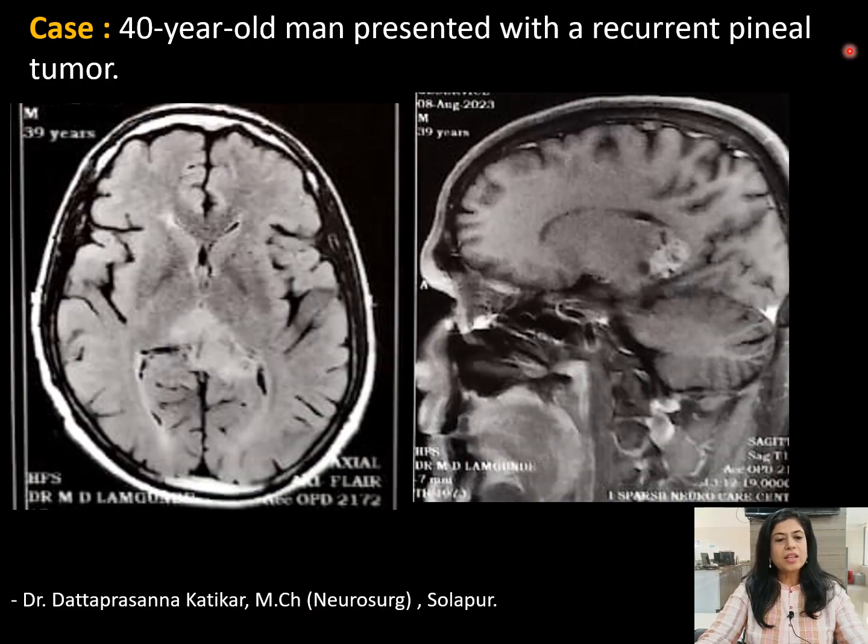Now, this is the second case of a 40-year-old man who presented with a recurrent pineal gland tumor. This was a consult case which I received from Dr. Datta Prasanna Katikar from Solapur. You can see the MRI reveals a lobulated solid signal intensity mass approximately measuring 36 by 33 mm in the pineal region, involving the tectum of the midbrain, adjacent splenium of the corpus callosum, the left calloso septal groove with moderate enhancement on post contrast.